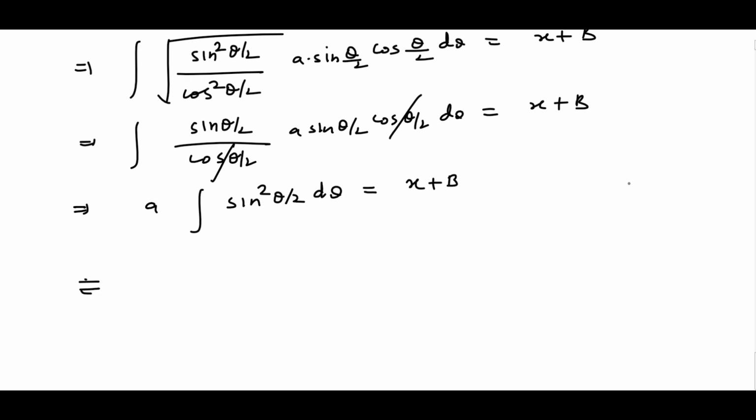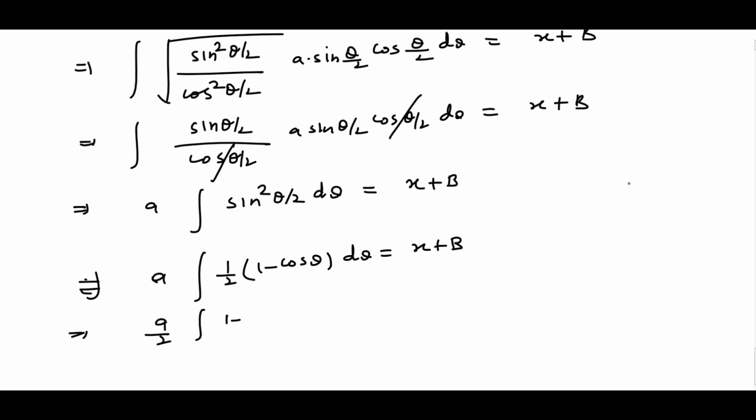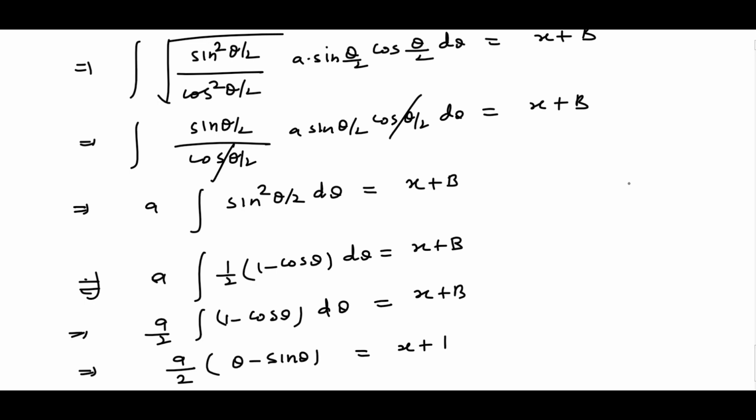So finally this can be written as a times 1 over 2, 1 negative cos theta d theta, equal to x plus B. Here it will be a by 2, that is the integration of 1 negative cos theta d theta is equal to x plus B. Integrating on the left hand side, we will get theta negative, the integration of cos, that is sin theta, is equal to x plus B.